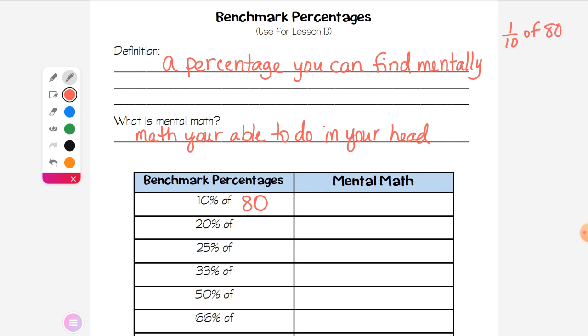What does "of" mean in math, Reese? Multiply. So really I was giving you a multiplication problem, but I replaced the times sign with the word "of." That is a trick that I want each of you to start doing. When you get to these percentage problems, or fraction problems, decimal problems, if you see a times sign and you think you might have to work it out, try and replace it with the word "of."